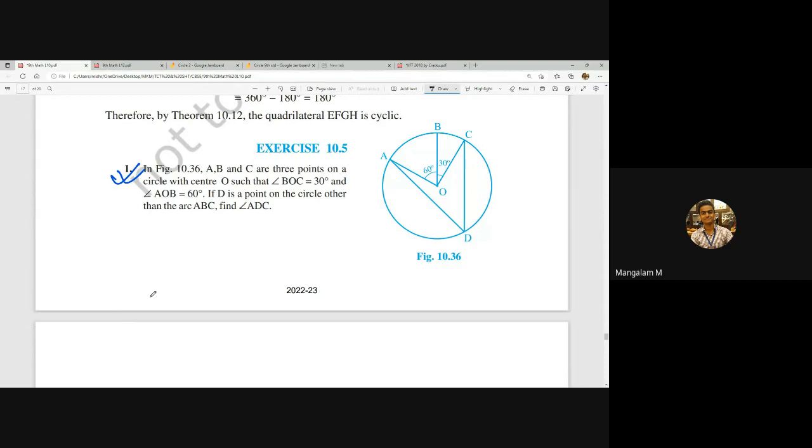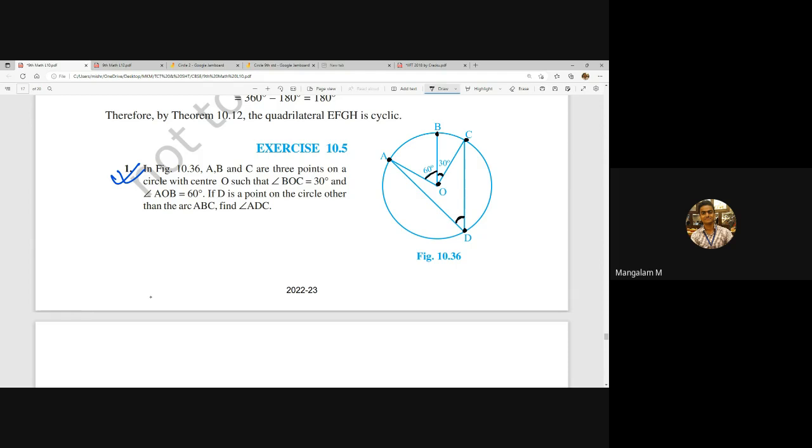So in figure 10.36, A, B, C are 3 points on a circle with center O. This is point A, this is point B, this is point C, and this is the center. BOC, where is BOC? This is BOC. It is 30 degree. AOB, this one, this is equal to 60 degree. D is a point on the circle. D is this point on the circle other than the arc ABC. Find ADC. Okay, so we have to find this angle. So I think this is very simple.